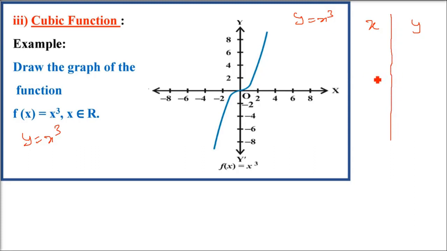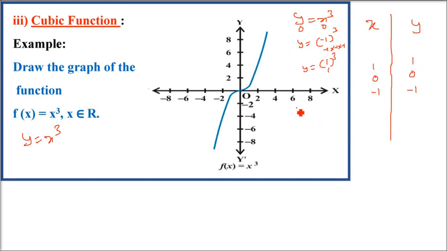The best way is to find the y value for x values which are near the origin. So x is 0, y is 0. Now x is negative. Negative 1 into negative 1 into negative 1 is negative 1, so y is negative 1. Unlike your square function, which will always give you positive, when you put 1, you will get 1.